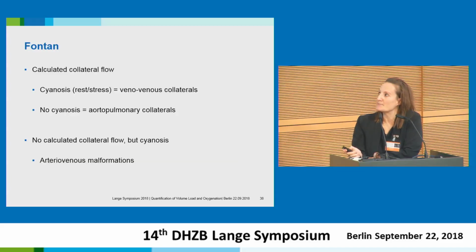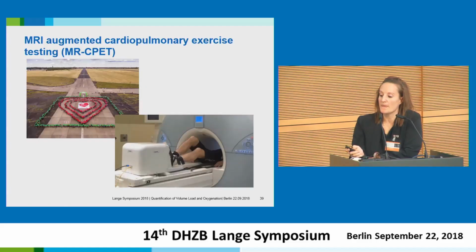In the end, we cannot distinguish between those, so we try to take the clinic into account. If we have patients with cyanosis and calculated collateral flows, we rather think of veno-venous collaterals. If we don't have any cyanosis, we think of aortopulmonary collaterals. Or if we have no calculated collaterals at all, but cyanosis, it's probably rather arteriovenous malformations.